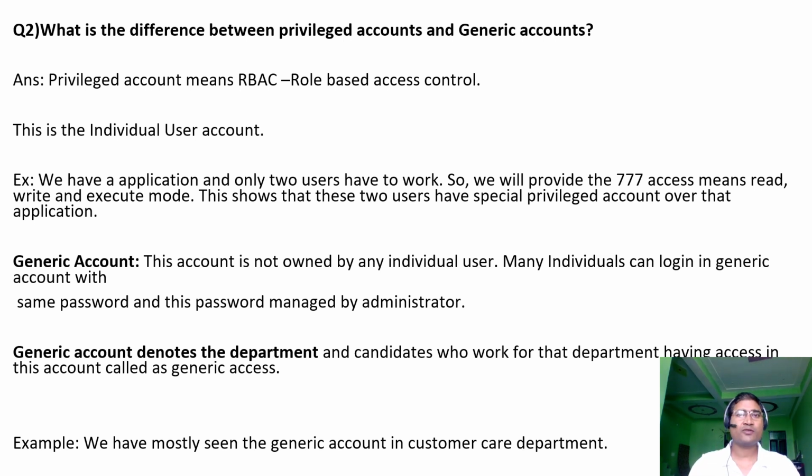What is the basic difference between privileged accounts and generic accounts, guys? A privileged account means RBAC, role-based access control, and this is an individual user account. Let's suppose an example: we have an application and only two users have to work on it. We will provide 777 access, meaning read, write, and execute mode. This shows that these two users have special privileged accounts over that application. Now, what is a generic account? Mainly this account belongs to the department-wise, right?